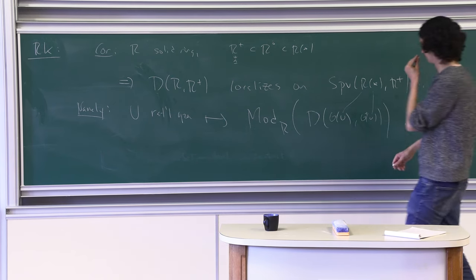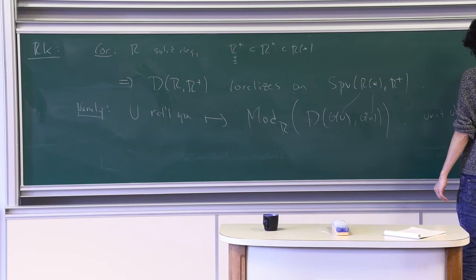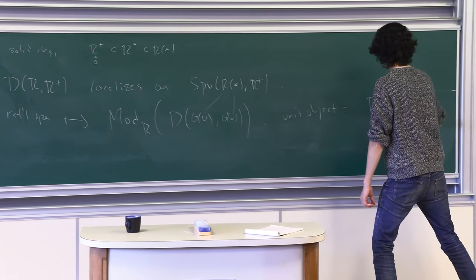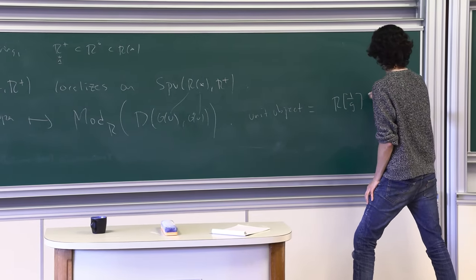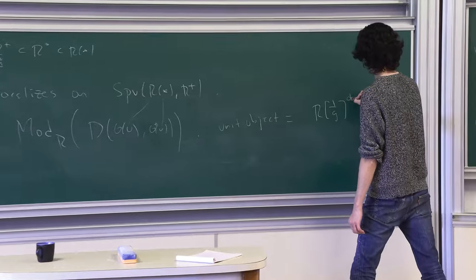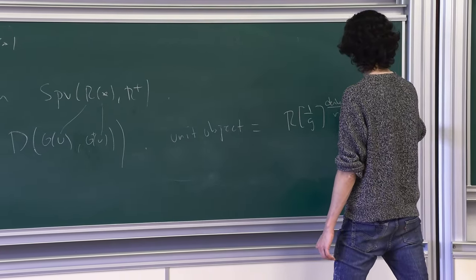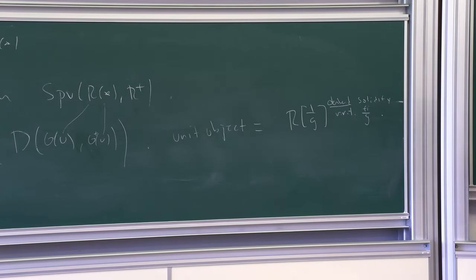And in particular, what is the unit object in this category? You take R, and then you invert g, and then you derived solidify with respect to f_i, all the f_i over g's.